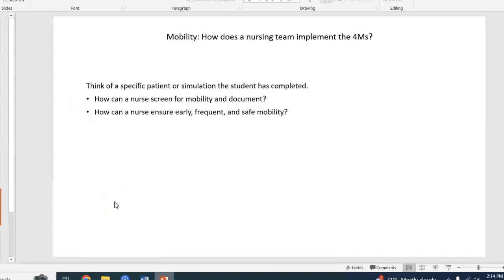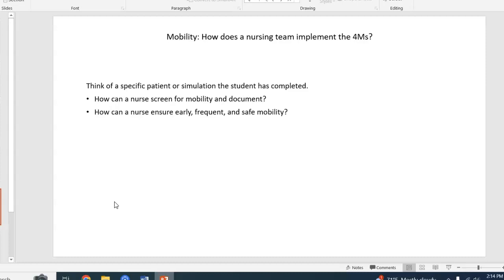Slide 5, we're looking at mobility. So how do we implement the 4 M's of mobility? Again, thinking back to a client, how can the nurse screen for mobility and document it? So maybe we've got a patient that's a fall risk. Maybe we're getting physical therapy involved, or we're walking the patient multiple times a day to determine if their mobility has changed. Documenting their fall score. How can a nurse ensure early, frequent, and safe mobility?